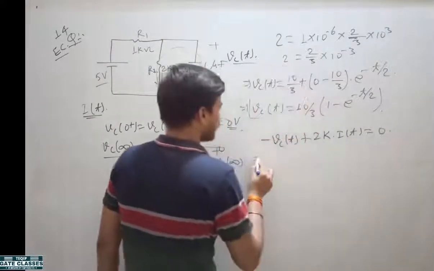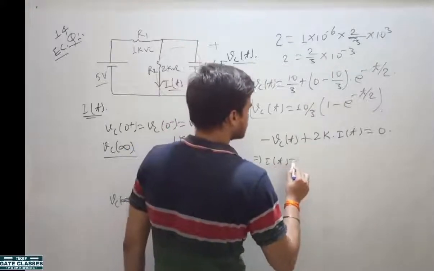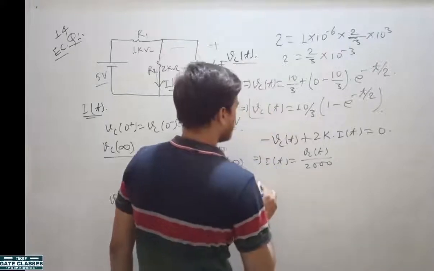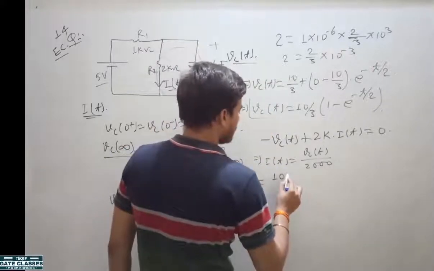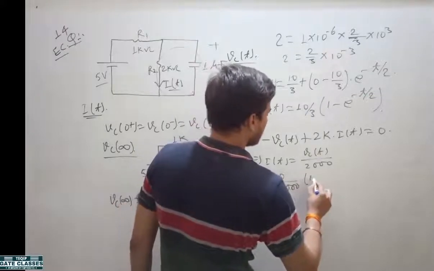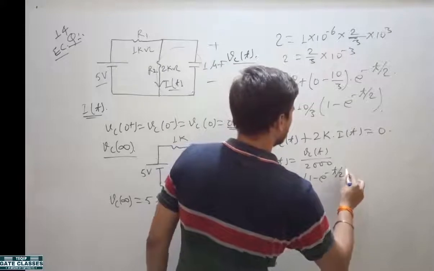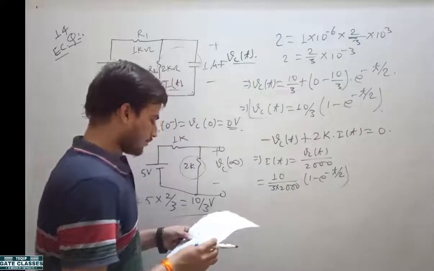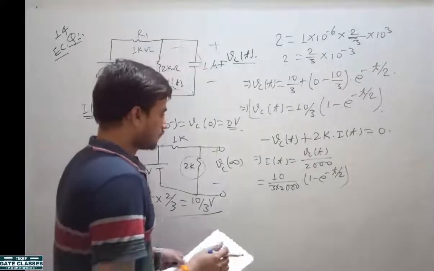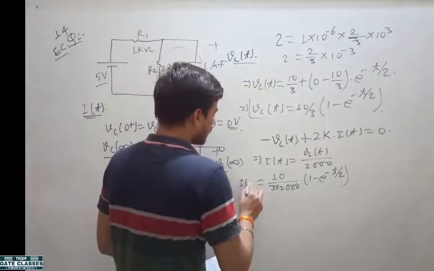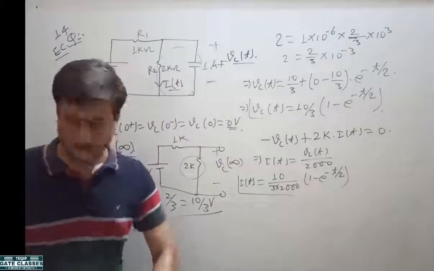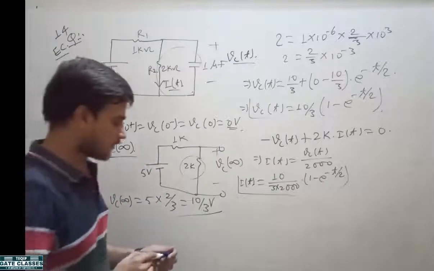From here IT will be equal to how much? VCT divided by 2000. So it will be 10 by 3 into 2000 into 1 minus e to the power minus t by tau. Clear? So this will be the answer, the expression for current IT.